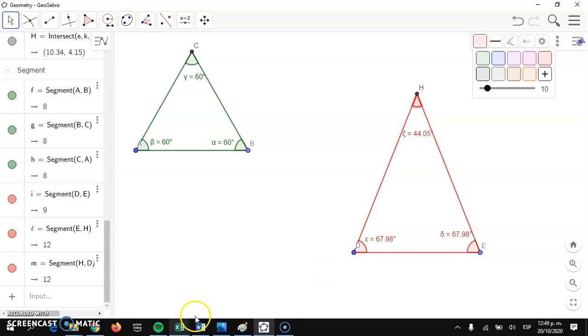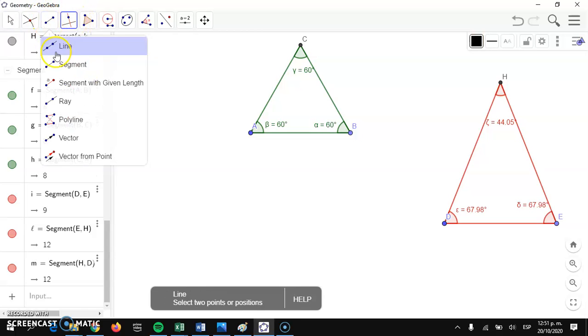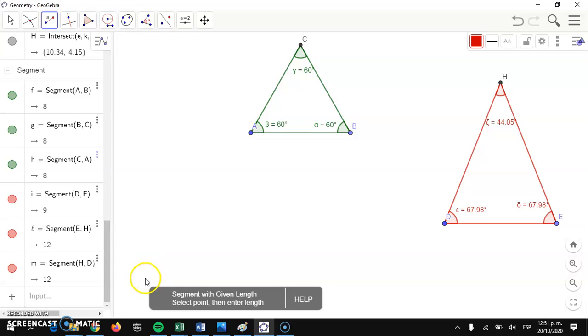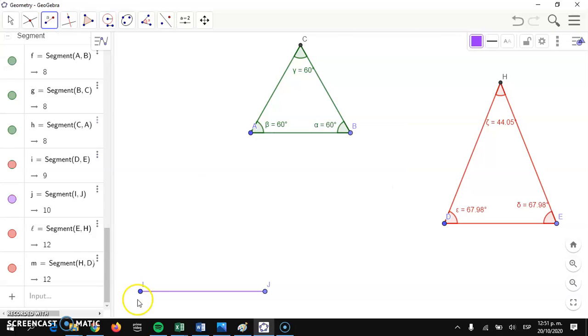So let's go to it. So now for building our third triangle, that is going to be a scalene triangle. Remember that this scalene triangle is a triangle that has all different sides, and the internal angles are going to be also different. The thing is that we're going to start with a segment with given length. So I'm going to use this one, and I'm going to place the first segment in here, but I'm going to use another color. In this case, let me make it purple. So I'm going to write down a segment that is going to be, let's say 10.